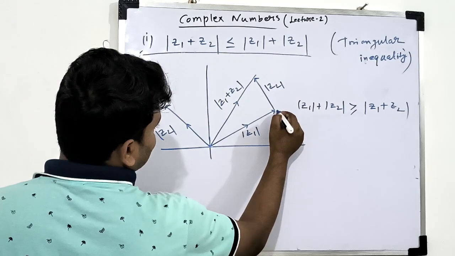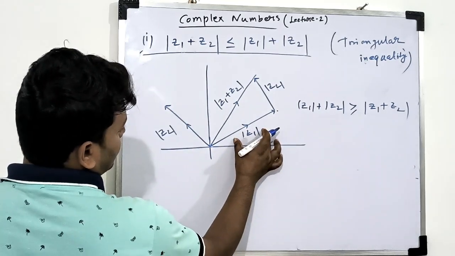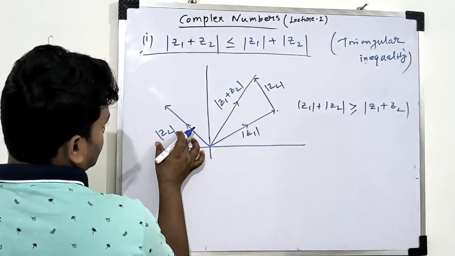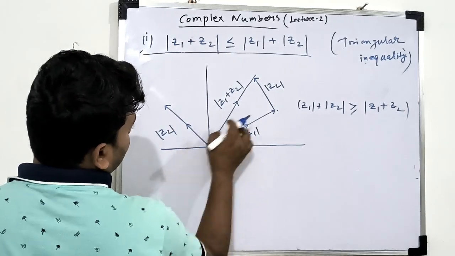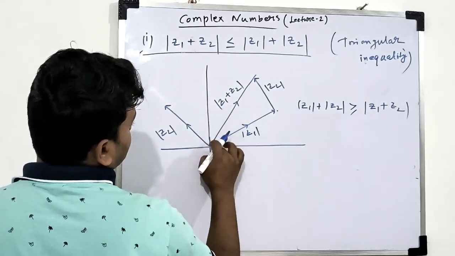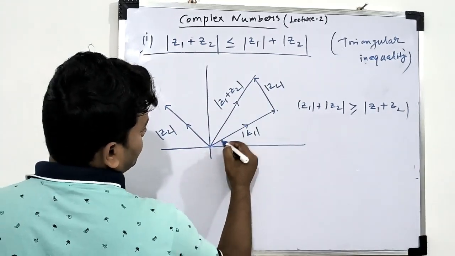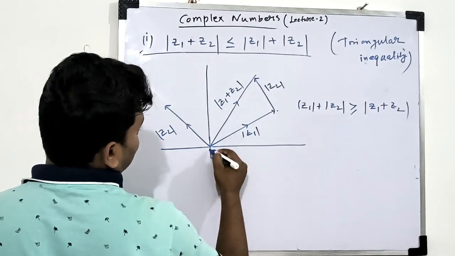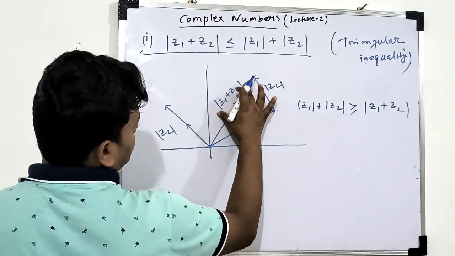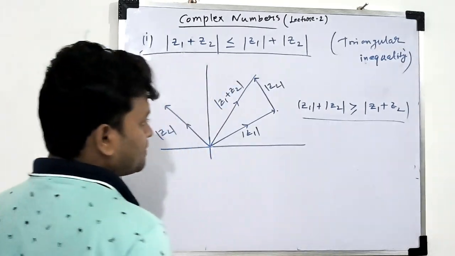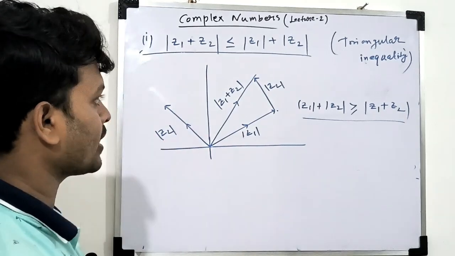So this is exactly the triangular inequality. If this is z1 and this is z2, the lengths are modulus z1 and modulus z2, and as this is a vector, parallel to this we can write this. By the vector law, if this is z1 and this is z2, then this becomes z1 plus z2. From this we can verify the triangular inequality.